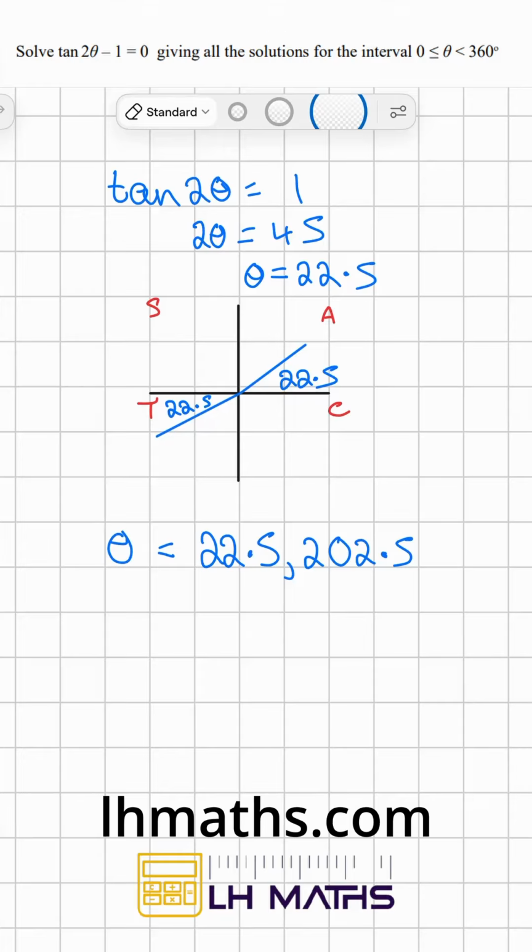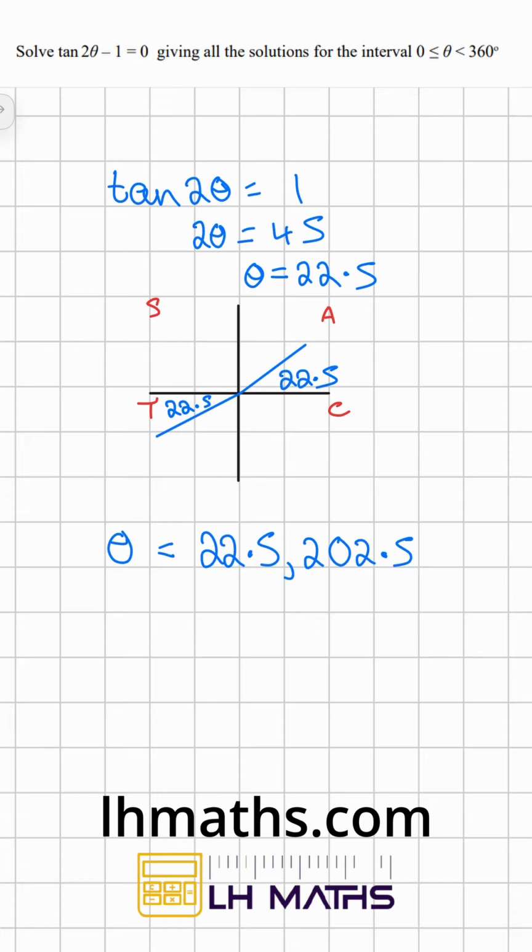For this question, I'm going to tell you where students make mistakes on these trig equations. So for this question, we have tan 2 theta minus 1 is equal to 0, and we need to find all the solutions of theta where theta is between 0 and 360.